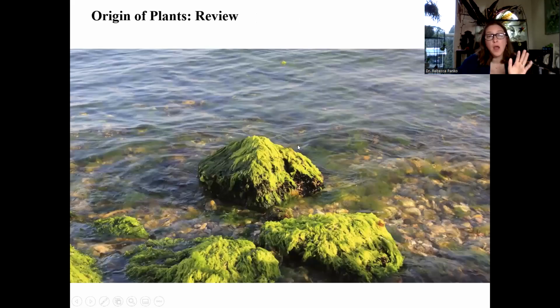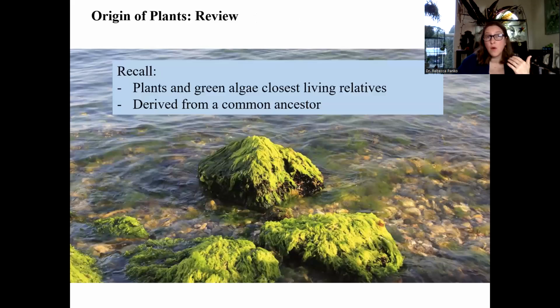All right, so this is kind of a review. Remember that plants originally lived in the ocean, right? And their closest living relative is green algae, not sea anemones, as some of you put in the assignment. But yes, green algae is the closest living relative of plants. And so plants originated in the oceans.